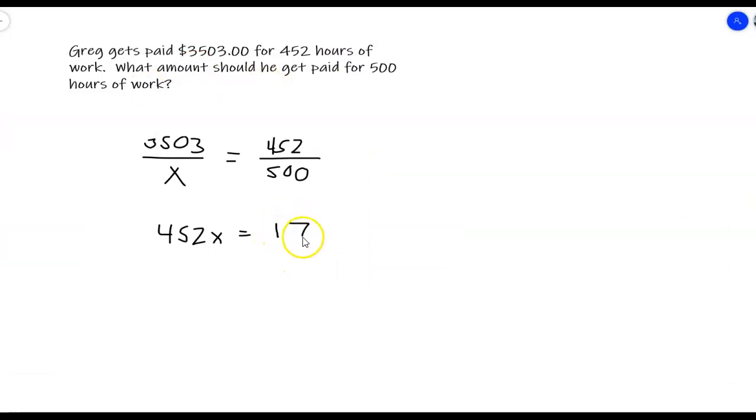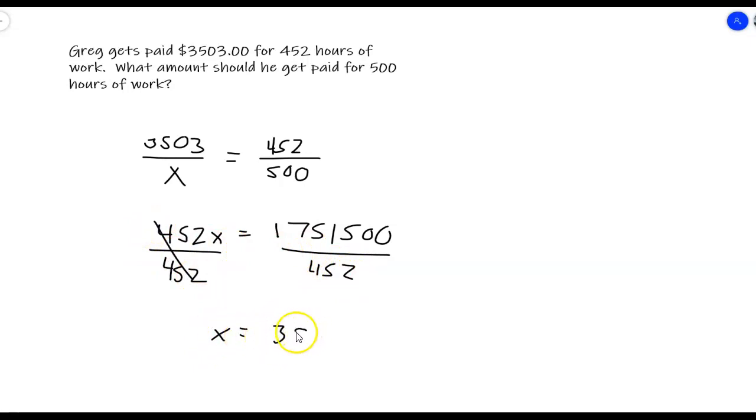So let me plug this in here. 1,751,500. And then we're going to divide both sides by the 452 to get x by itself. We're going to get x is equal to 3875. And let's go see if that amount makes sense. So for 452 hours, we get 3503. And for 500 hours, which is a little bit more than 452, we get a little bit more than the 3503, the 3875. And there you have it.